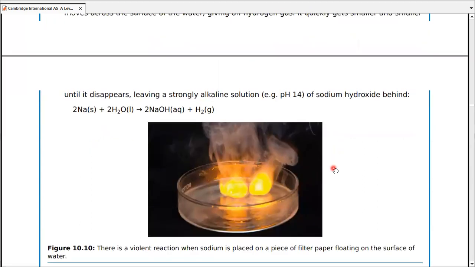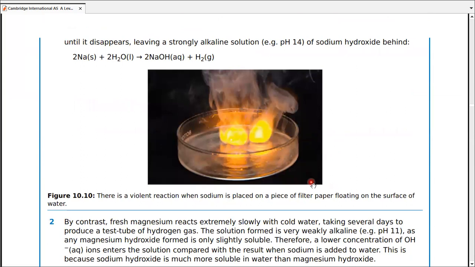If you want to actually constrain them to one point, you can do that by putting up a filter paper on the top of the water surface, a little bit of water on top of it, and then you can constrain sodium into one place. But that is it. Then it's going to catch fire in a really vigorous way. If you don't constrain it to a specific point, it keeps on moving on the water in random directions, keeps on burning itself up and leaving behind a strongly alkaline solution.